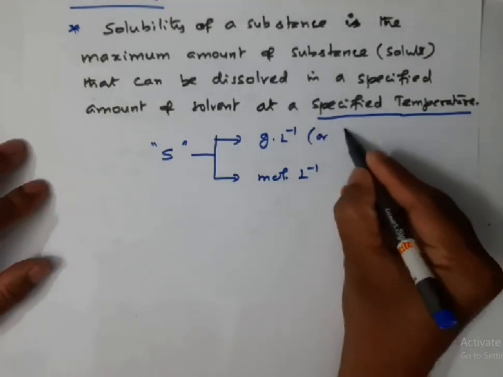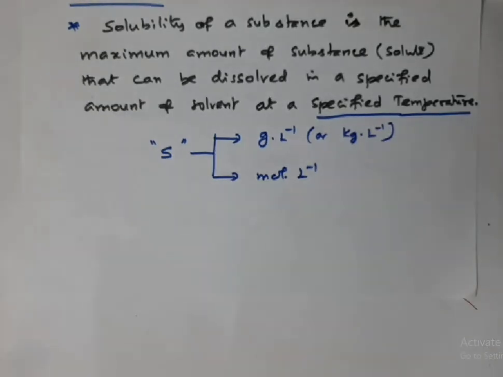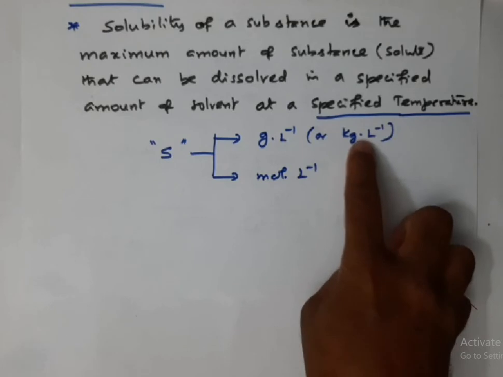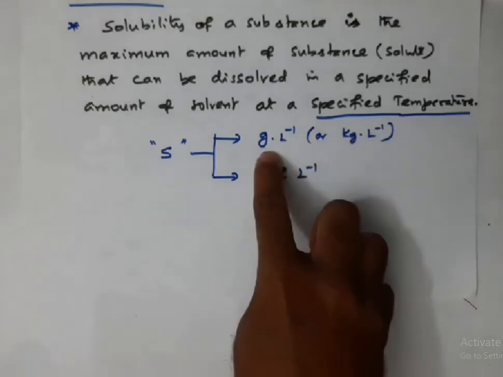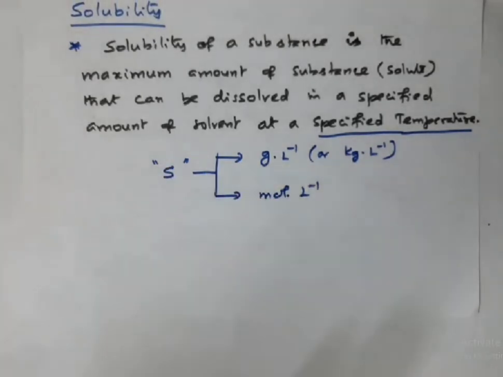For SI unit, you can also give this as kilogram per liter. But we won't usually use this kilogram per liter unit. We are using gram per liter unit. So this is solubility.